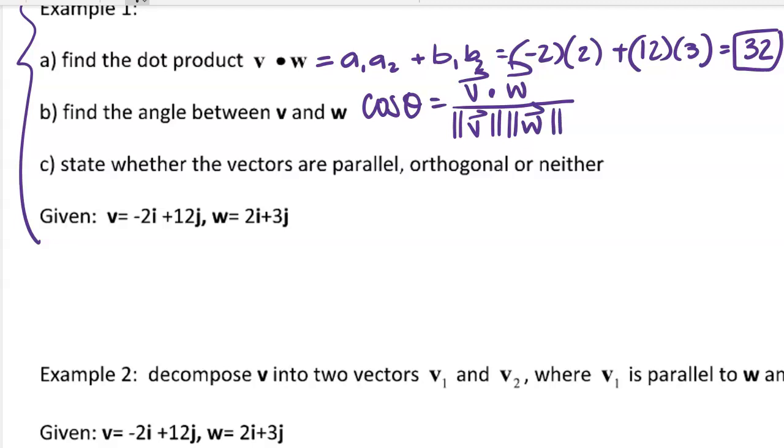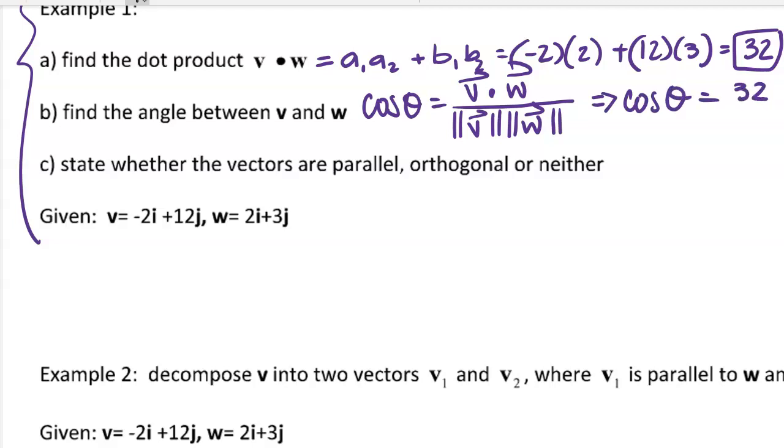Would you guys agree that we need to find theta? So at some point we do have to take cosine inverse. Is that okay? In the notes, I kind of gave you that as well. We'll start with this. Tommy, did we find the dot product already? Yes, which is what? Good. So now we can write cosine of theta equals 32.